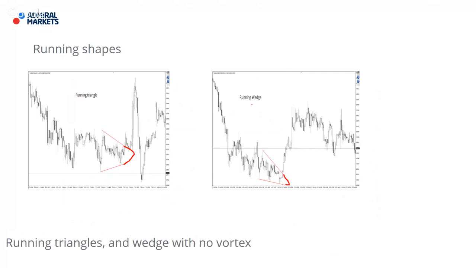Running triangle, running wedge, okay, something that has been forming at the current moment, and you expect a breakout. So this is very important. When you see a running shape and you see a breakout, it will usually mean that there will be no consolidation anymore, and that breakout is actually happening.